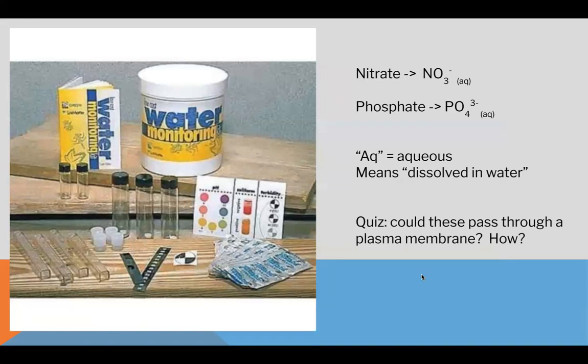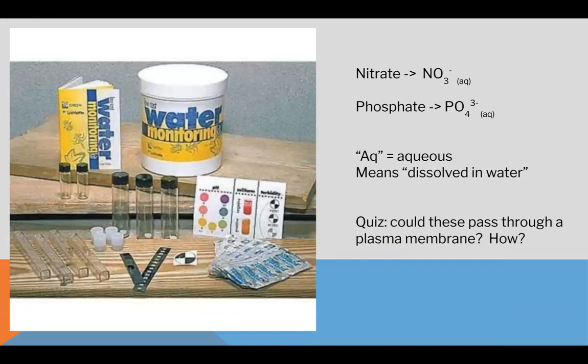Now, one final word on what kinds of things you might look for in an extracellular environment and how we denote that things are dissolved in water. Two really common things to test for in aqueous environments, basically in hydrology and water testing, are nitrate and phosphate. You see their formulas up in the top right. They're both ions. They have charges, NO3- and PO4 3-.